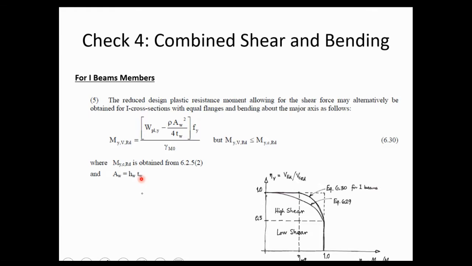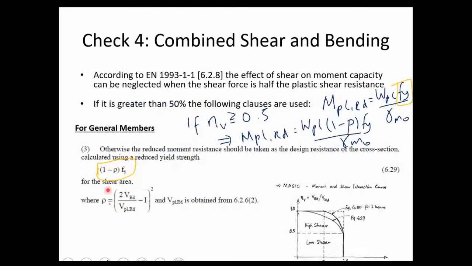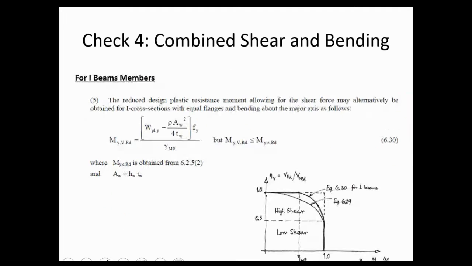So we've already worked out what the height of the web is. We know what the thickness of the web is, 10.1 in our example here. So we can plug that in there, plug that in here. We've worked out rho from the previous equation here. And we know what the plastic modulus is straight from the blue book, and put that in there. But this value here obviously cannot be greater than the overall capacity of the section. Okay, so that gives us equation 6.30.